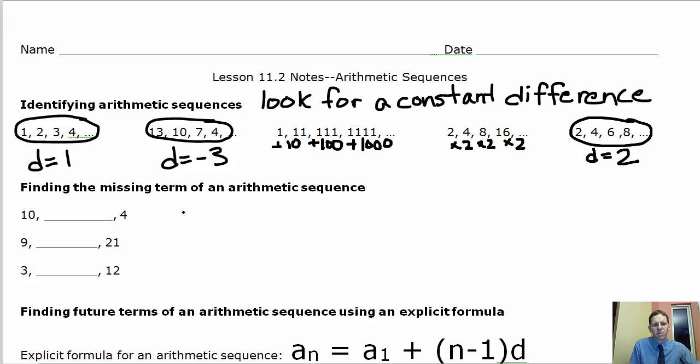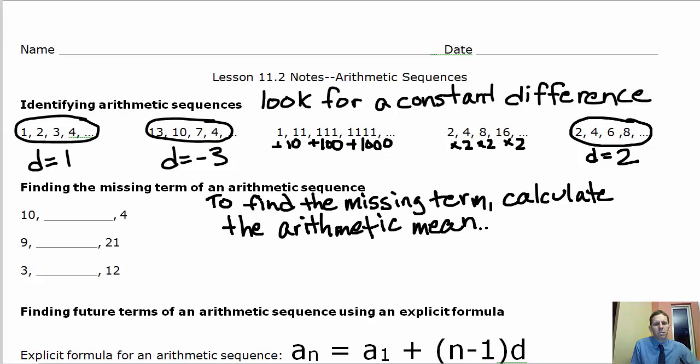To find the missing term of a sequence that's arithmetic, let's look at this first one, which goes 10, blank, 4. We're looking for what the missing term is. Some of you might be able to guess where it is. What is it though? Well, to find the missing term, we're going to calculate something called the arithmetic mean. Another name for the arithmetic mean is the average. Now, for the average of 10 and 4, you know how to find an average. You add and you divide.